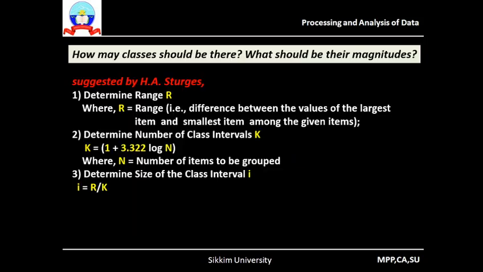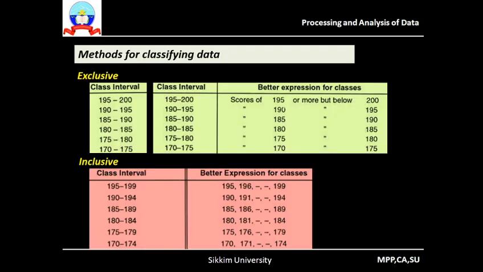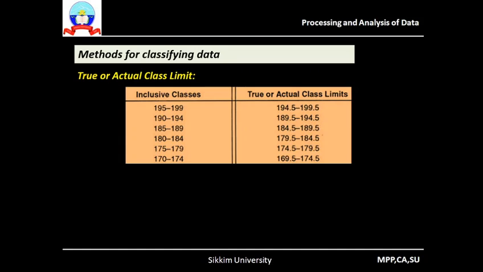Then we have learned about a process suggested by H.A. Sturges that tries to determine the number of classes and the size of class interval. Then we have tried to understand the process with the help of an example. Then we have learned about exclusive, inclusive, and the allied approach for classifying data.